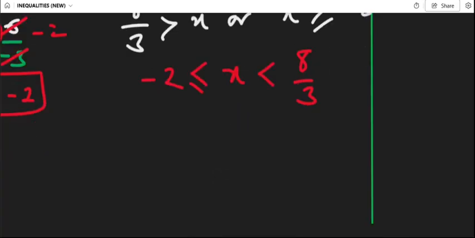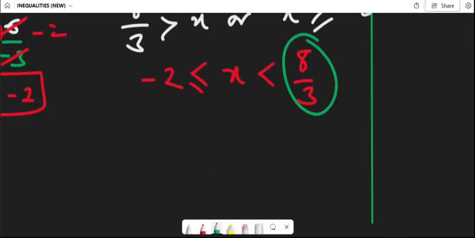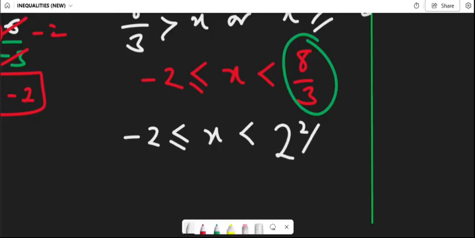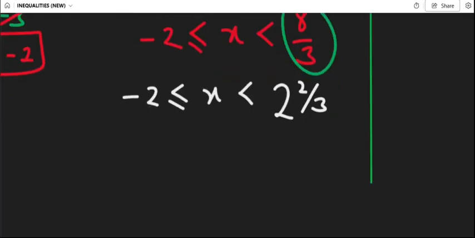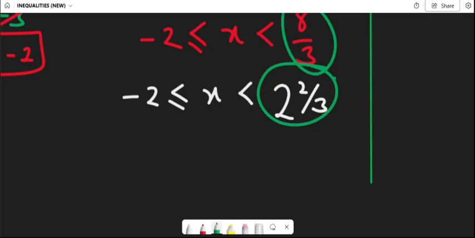So in this case, I would advise you to convert this to a mixed fraction. It actually helps you place them on a number line. So I'm going to have minus 2 less than or equals to x less than 2 whole number 2 over 3, since 3 in 8 is just 2 remainder 2. So it means it is found in the range of 2 and 3.